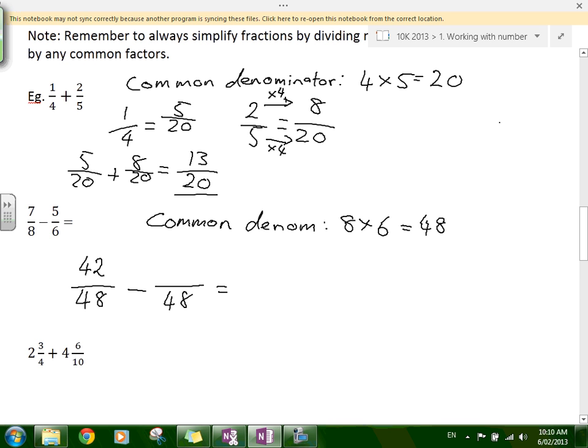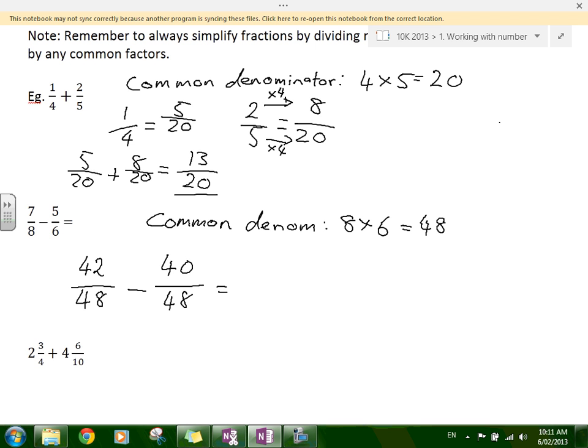And then, good, what about, how do we get from 6 to 48? Times it by 8. Alright, so what do we have to do with the 5 here? Times it by 8. So what are 5 sixths? 40. Alright, so 42 over 48 minus 40 over 48, Chris, equals what?